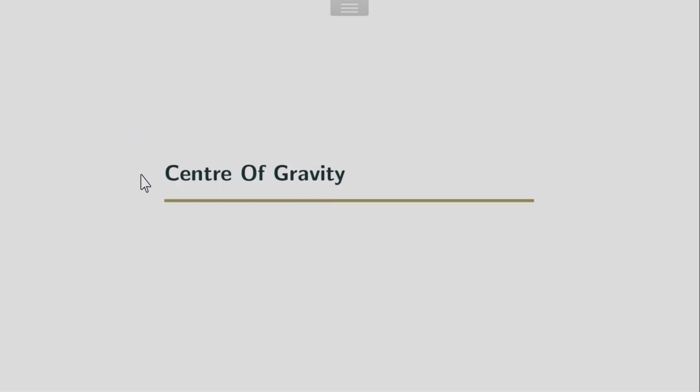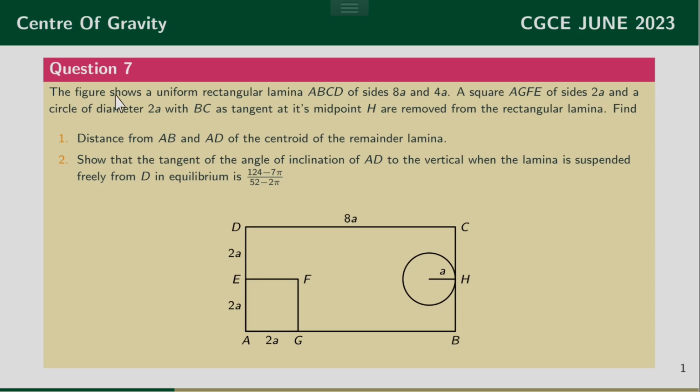The question we are looking at is a question on center of gravity, and the question reads: the figure shows a uniform rectangular lamina ABCD of sides 8a and 4a. A square AGFE of side 2a, and a circle of diameter 2a with BC as tangent at its midpoint H, are removed from the rectangular lamina. Find 1. The distance from AB and AD of the centroid of the remainder lamina.